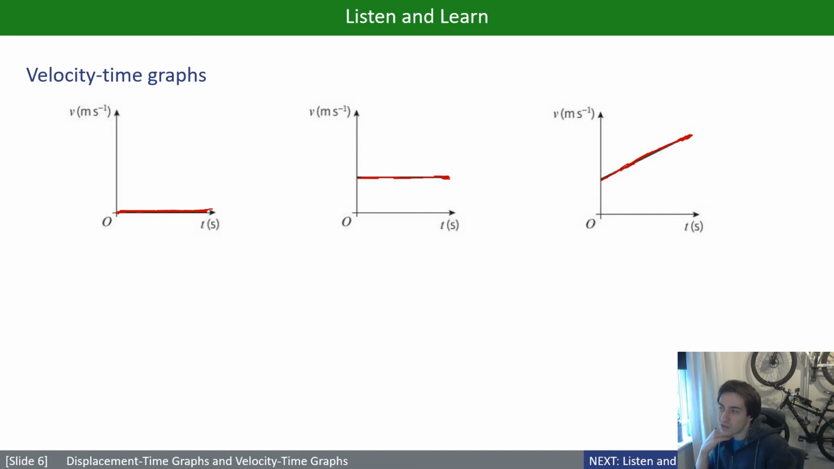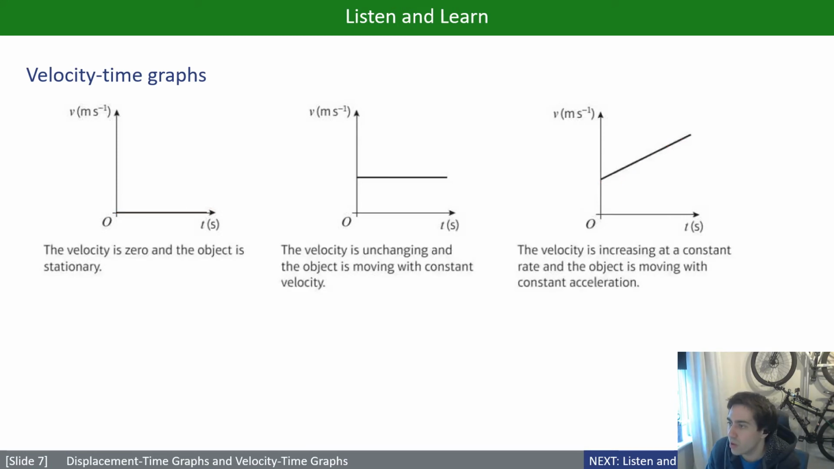Okay, so have a think, pause. What do you think is going on? Is the object moving? Is it constant speed? Is it accelerating? Okay, so the answers are the same as the previous set of 3, right? But the graphs, of course, are different. So same answers, different question, effectively. This one is stationary. This second one is constant velocity. And then this third one is constant acceleration.